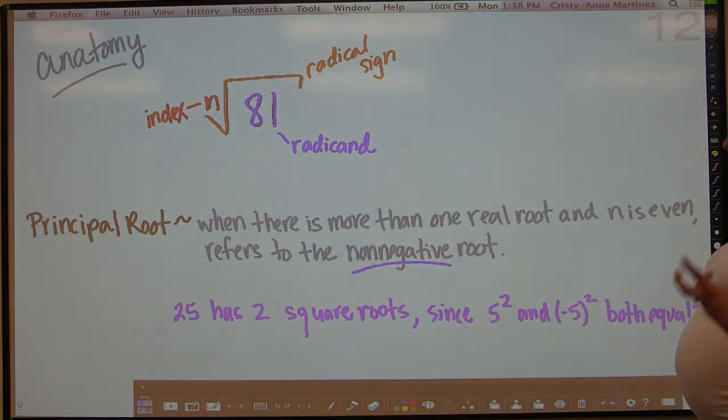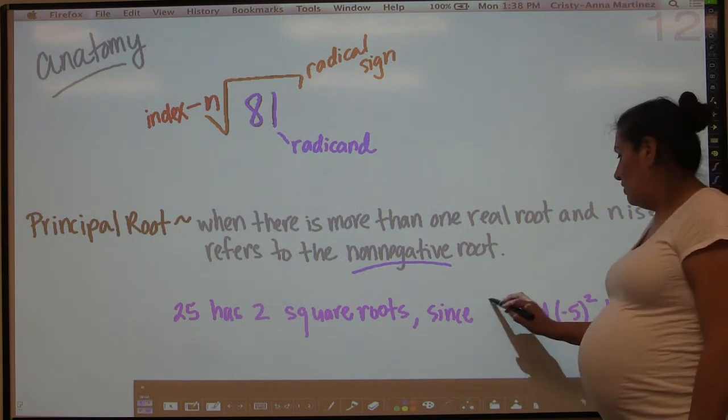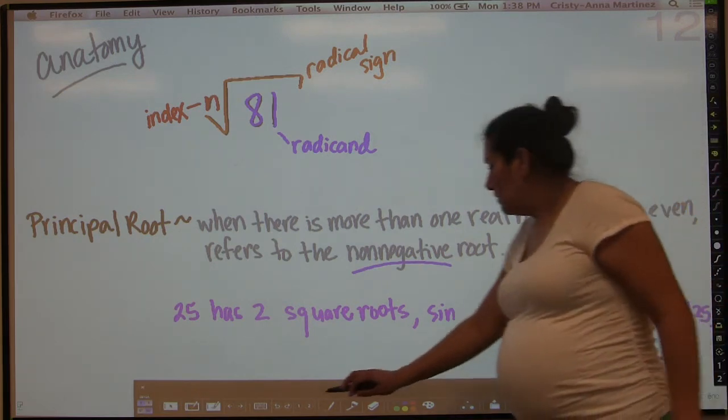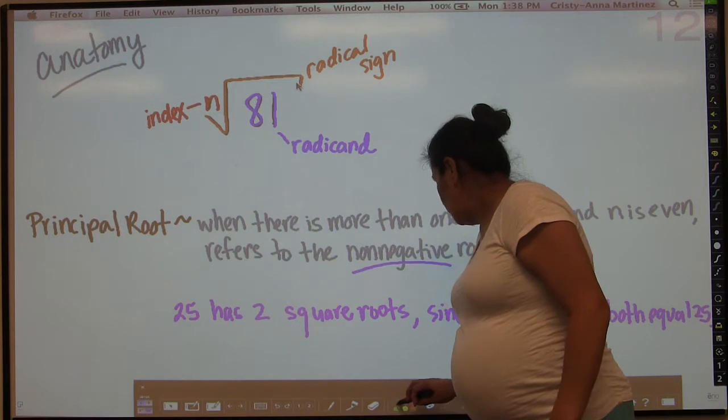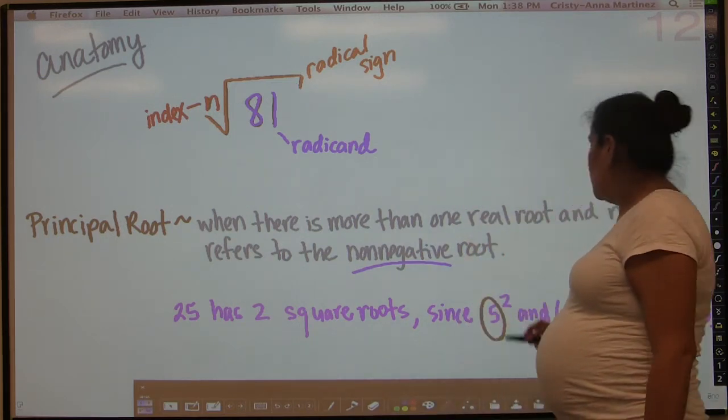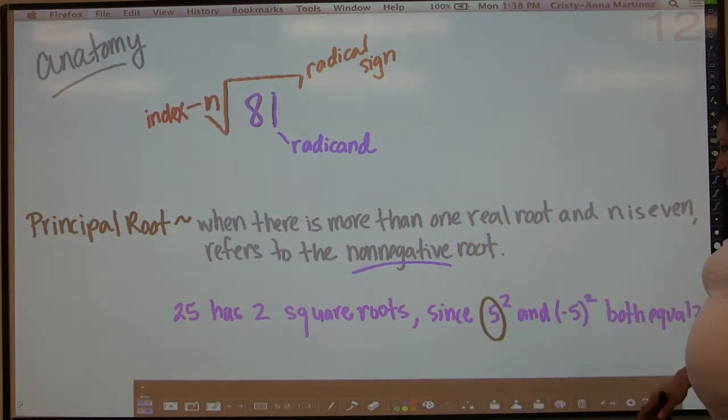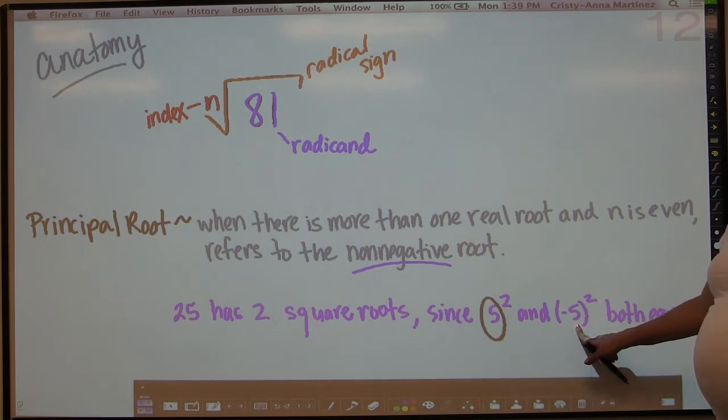So when they refer to the principal root, we're referring to the 5. Sorry about that, I'm in eraser mode. So 5 being the non-negative root. Of course negative 5 is still a root, but the principal root refers to the positive one.